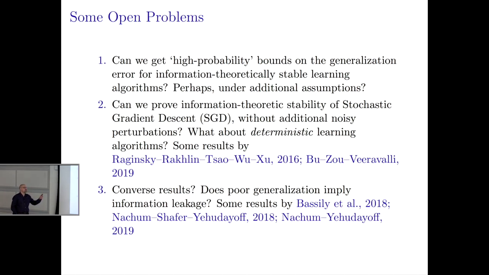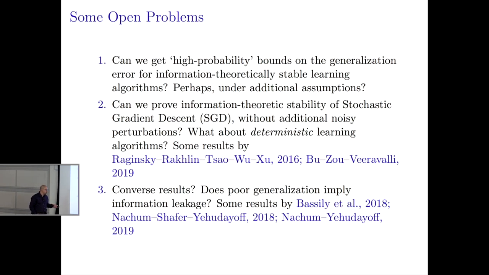On the one hand, we have the inequality that says the absolute value of generalization error is upper bounded by the square root of some quantity involving mutual information. We say if an algorithm guarantees small mutual information, it generalizes well. On the other hand, if we have an algorithm whose generalization error in expectation is lower bounded away from zero, the algorithm has to leak some information. But there has to be something more refined than that. Does poor generalization necessarily imply information leakage?